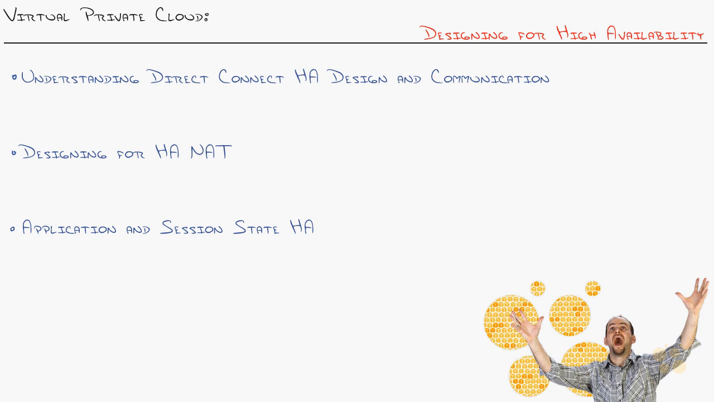That's what this nugget is all about. It says virtual private cloud, but it's actually turned into high availability across the board, designing for high availability. Now, there is a lot to get through in this nugget, so let me hit the high points. We're going to be looking at Direct Connect. How do we make that highly available, or what are the best design practices for it? We'll look at HA NAT, as well as application and session state high availability.